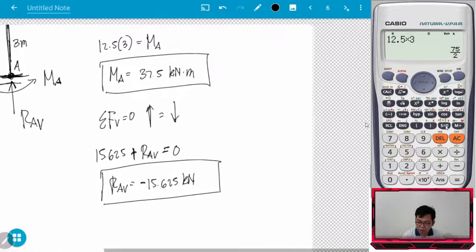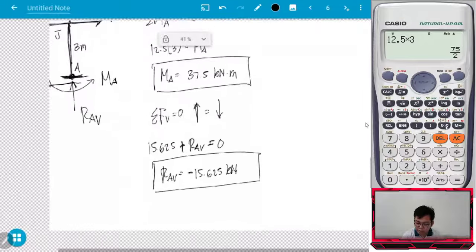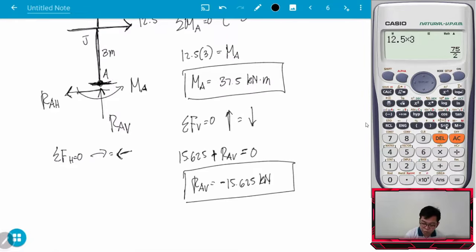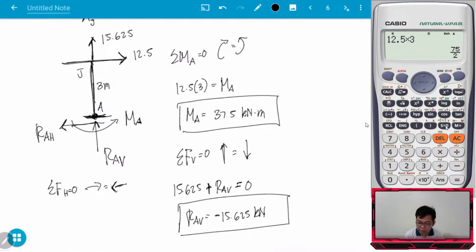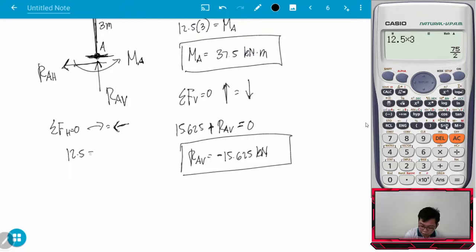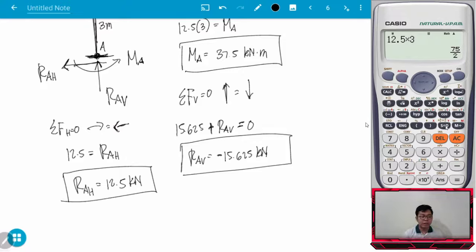And then last is our RAH. Summation of forces, horizontal only. Summation of forces horizontal is equal to 0. To the right is equal to the left. So what is our to the right? We have 12.5, right? Our VJ. So 12.5 is simply equal to the left, RAH. Therefore, RAH is equal to 12.5 kilonewton.